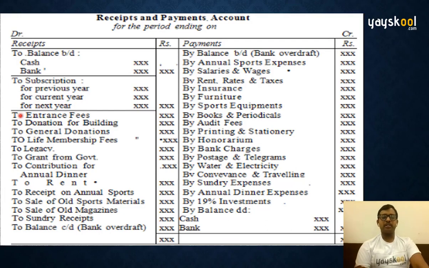Next entry is to entrance fees, to donations for building, to general donations, to life membership fees, to legacy, to grants from government, to contributions for annual dinner, to rent, to receipts on annual sports, to sale of old sports material, to sale of old magazines, to sundry receipts, to bank balance carried down (bank overdraft).